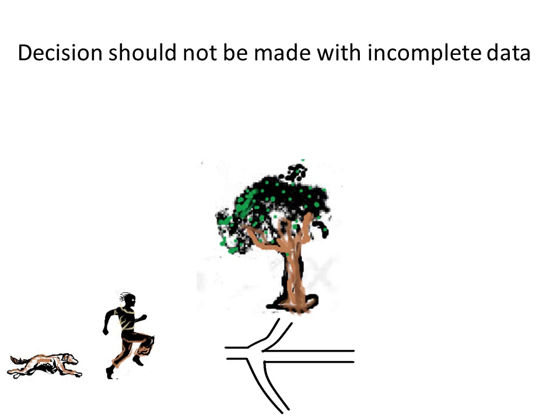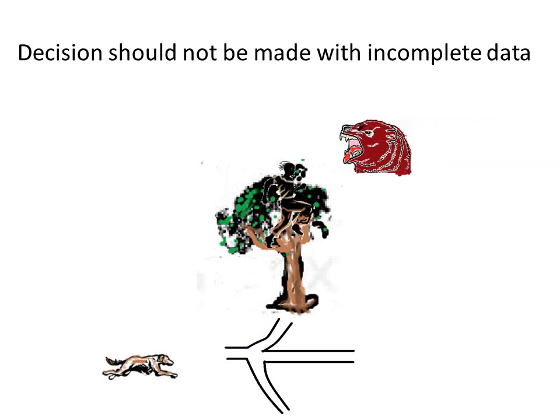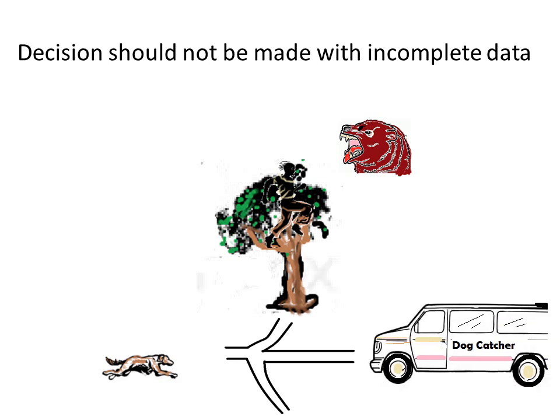Decision making cannot be done with incomplete data, as this man has an option of going straight, or going left and climbing up the tree, or going right. Without having knowledge about the possible outcomes of each path, the man decides to go and climb the tree to save himself. Now see what the consequences are. If he had gone straight, there was a dog catcher ahead. He did not have the knowledge of the consequences and their probability.